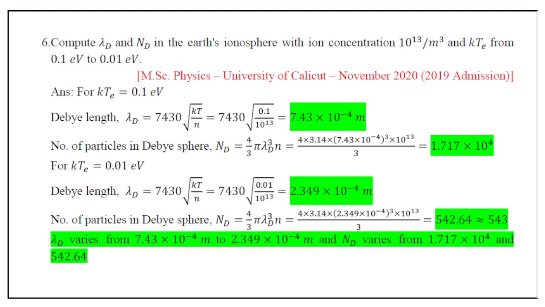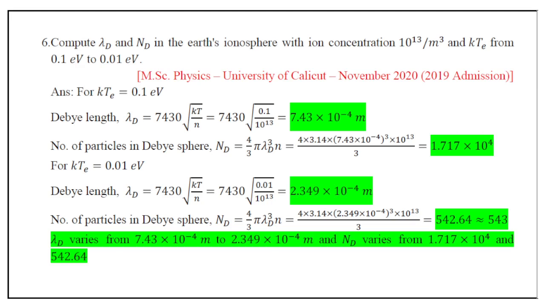Then another problem is compute lambda D and ND in the Earth's ionosphere with ion concentration 10^13 per meter cube and KTE from 0.1 to 0.01 electron volt. So here the problem is similar to the first problem, but here n is fixed and KTE is varying from 0.1 to 0.01. So first to find the value of lambda D and ND for KTE equal to 0.01 electron volt, we will get this result, and then for KTE of 0.01 we get lambda D and ND.